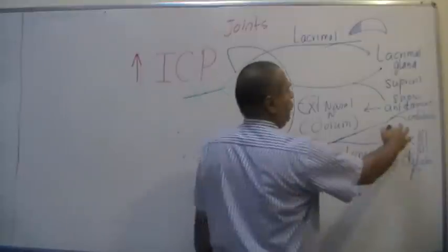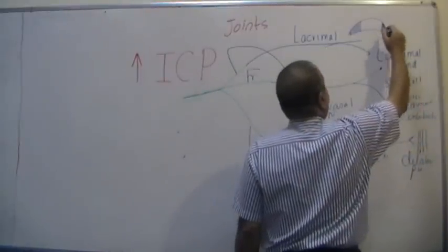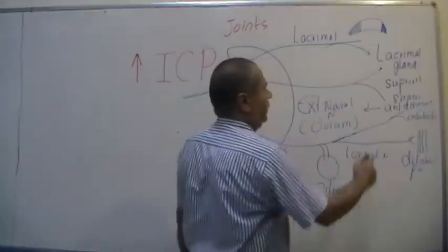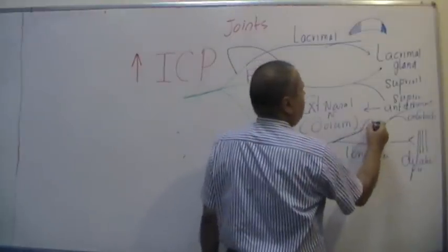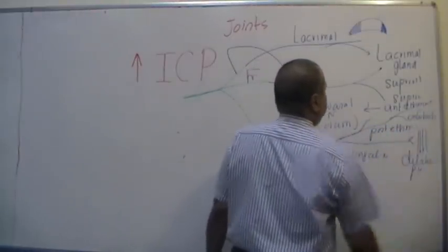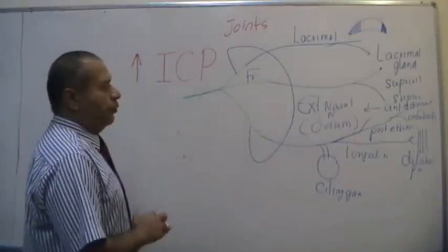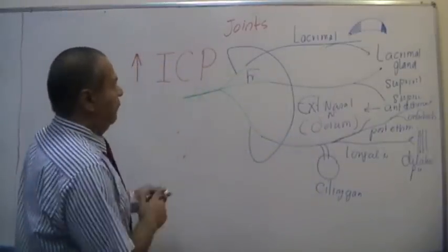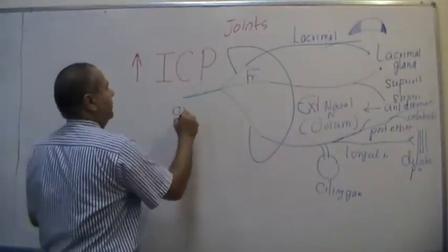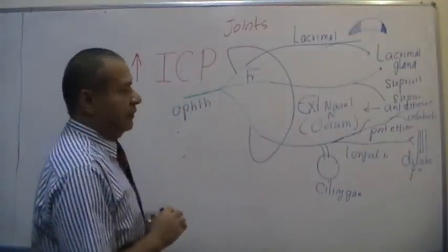And this infratrochlear supplies the most medial part of the upper eyelid. It gives the anterior ethmoidal and also the posterior ethmoidal nerve. So these are the important branches of the ophthalmic nerve in the eye.